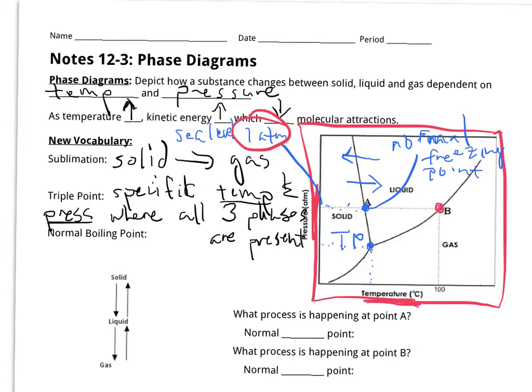The same thing could be said for point B over here, except that in point B, we're going from a liquid to a gas. So it's a different process, but because it's at sea level, we call this the normal boiling point. Really, there are lots of boiling points for a substance, right? Anywhere on this line between liquid and gas, these are all boiling points. But point B is the normal boiling point because that's the boiling temperature at sea level.